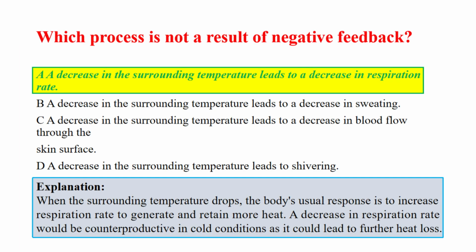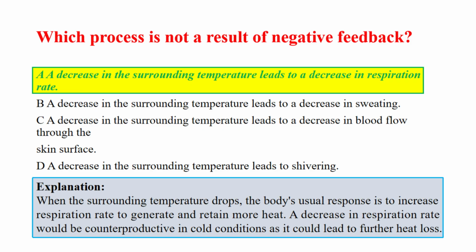Which process is not a result of negative feedback? A. A decrease in the surrounding temperature leads to a decrease in respiration rate. B. A decrease in the surrounding temperature leads to a decrease in sweating. C. A decrease in the surrounding temperature leads to a decrease in blood flow through the skin surface. D. A decrease in the surrounding temperature leads to shivering. Let's break down each option to find the answer.